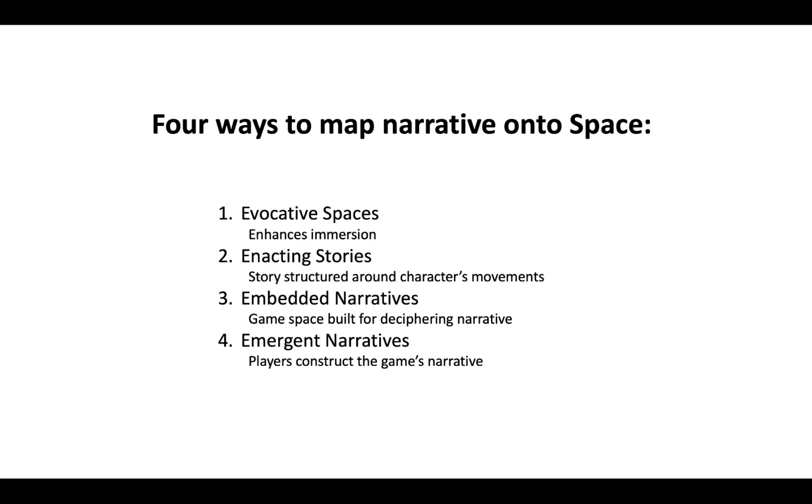So again, just to summarize, there are four ways, Jenkins says, to map narrative onto space. There are evocative spaces, spaces that evoke emotions in people. There's enacting stories, so characters or players in a game structure some of the stories by their actions. There's embedded narratives embedded in the game space.